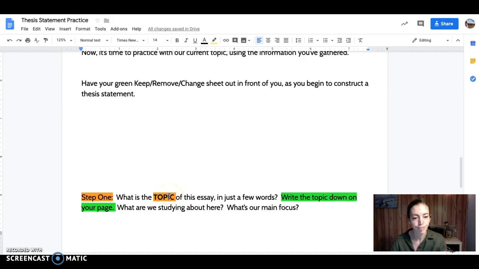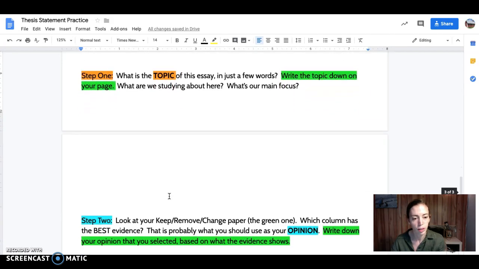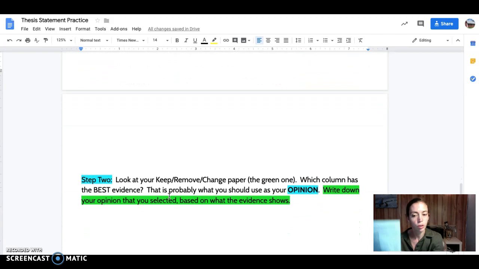Now next up, step 2 is after you've looked at your green sheet, just like I did a moment ago, for yours, which column has the best evidence? That's probably the one that you should use as your opinion. So write down your opinion that you selected based on what the evidence shows.